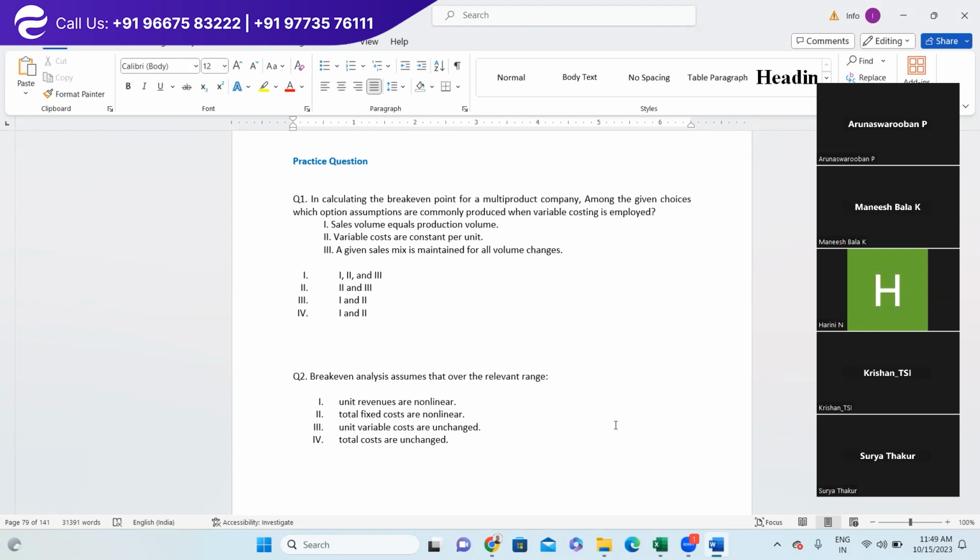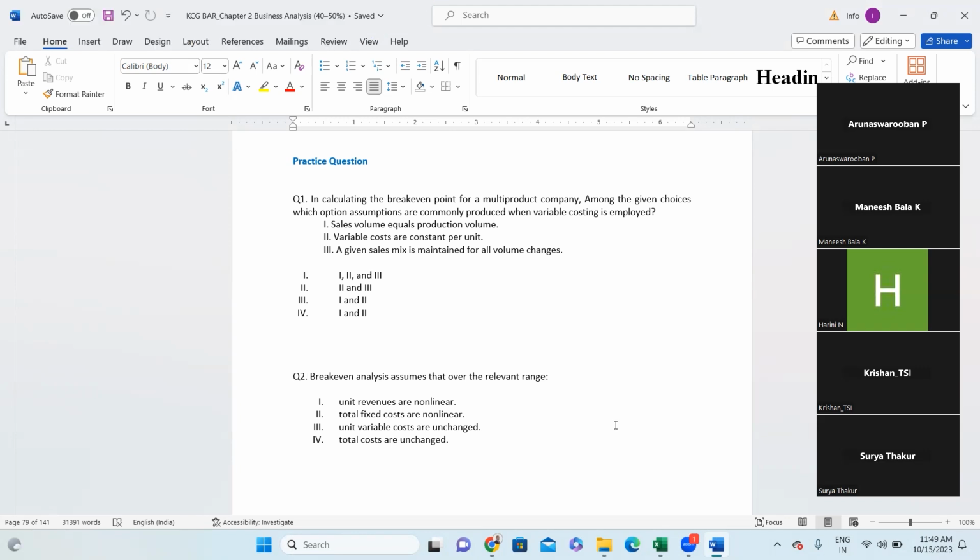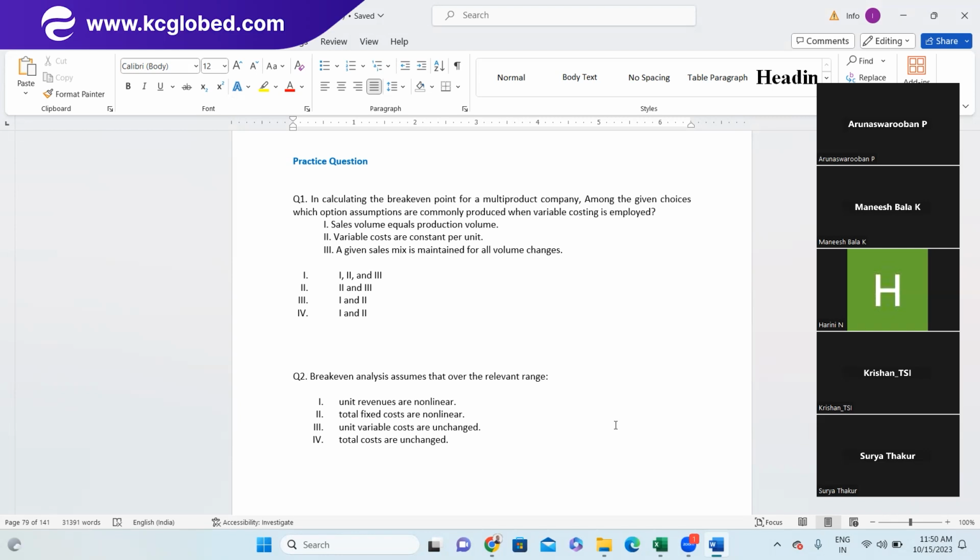What is variable costing? You guys have studied variable costing, right? Yes, sir. What all things come in variable costing? What all factors impact variable costing? Change in volume, right? Yes, sir. Change and all the variable cost only, right? So the sales volume equal to production. Will that impact? No, sir. Variable costs are constant per unit. Is it correct?